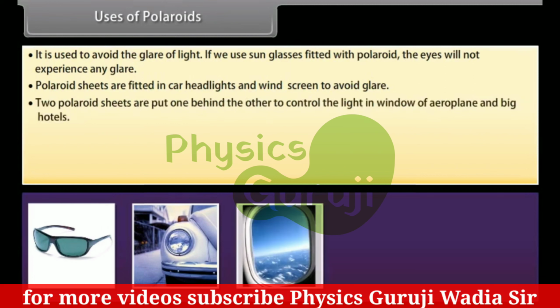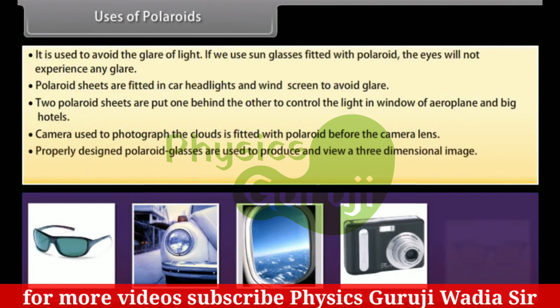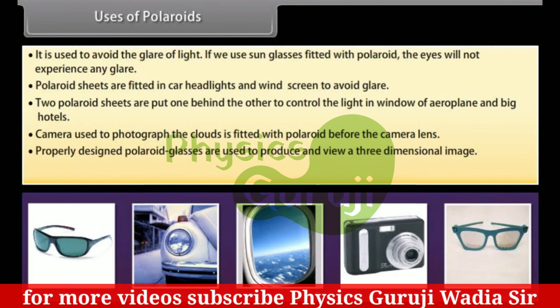Two Polaroid sheets are put one behind the other to control the light in windows of aeroplanes and big hotels. A camera used to photograph clouds is fitted with a Polaroid before the camera lens. Properly designed Polaroid glasses are used to produce and view a three-dimensional image. They are also used for studying optical properties of metals.